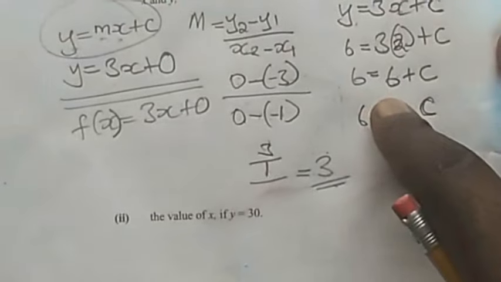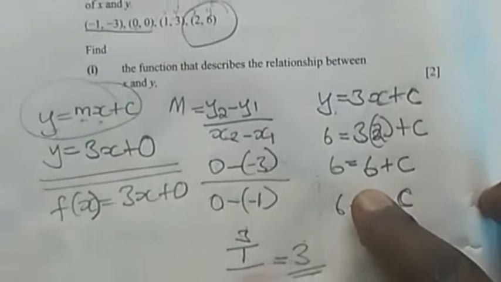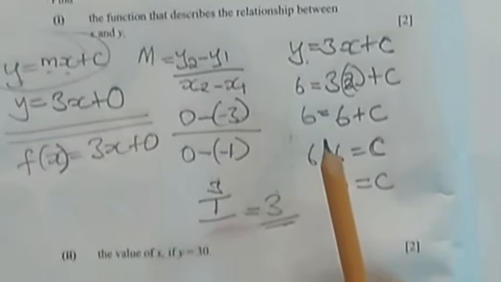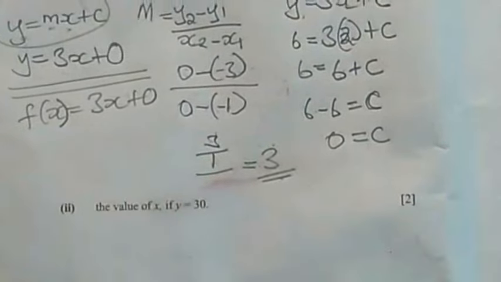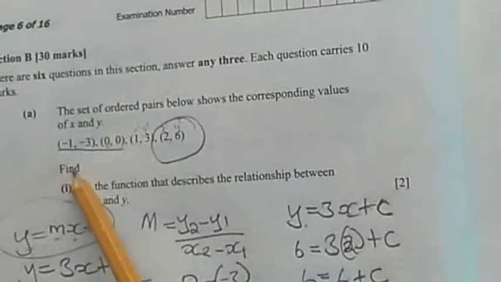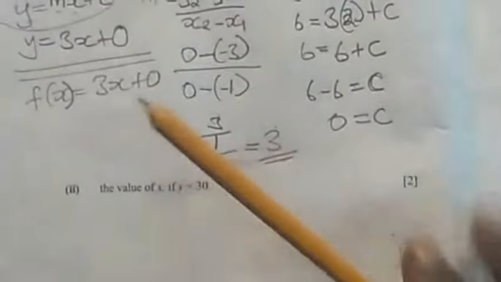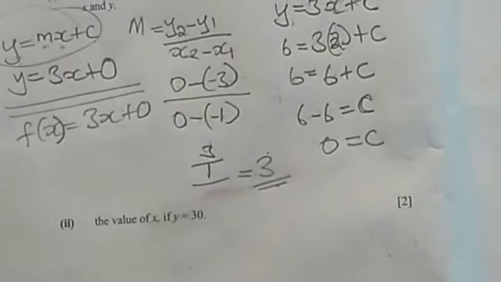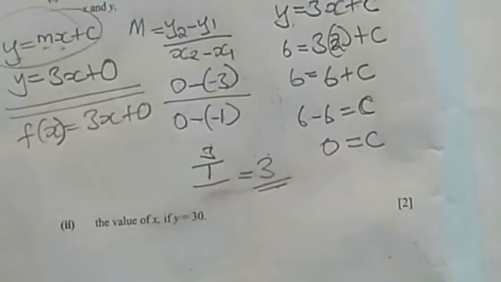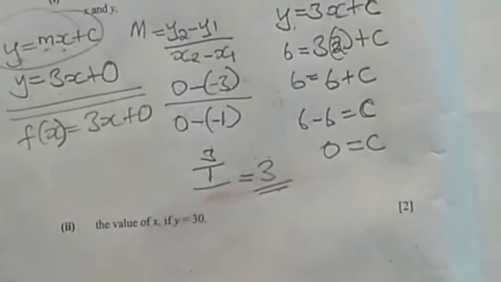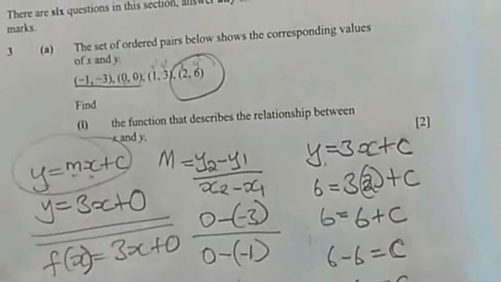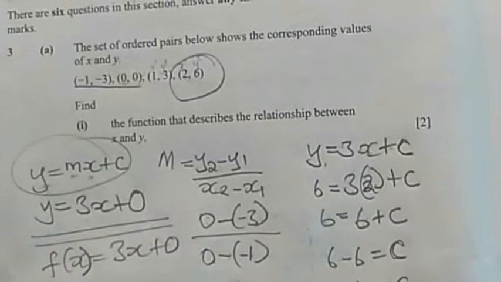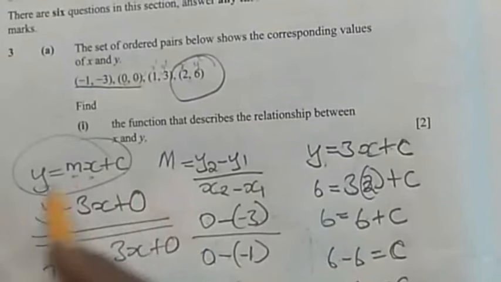Okay, we come to the next question, which is question 3A2. Find the value of x if y is equal to 30. To find the value of x if y is equal to 30, we're going to come back to this equation. You don't even need to write this, you just write this. This is the correct answer.